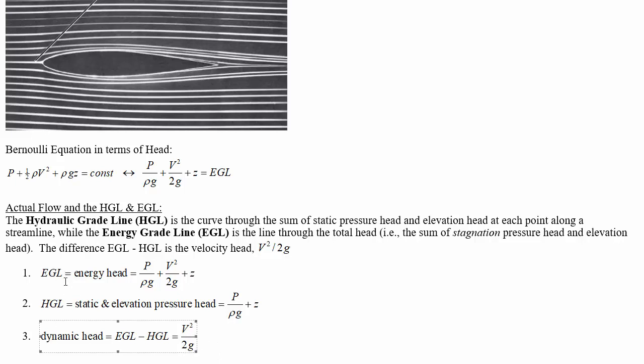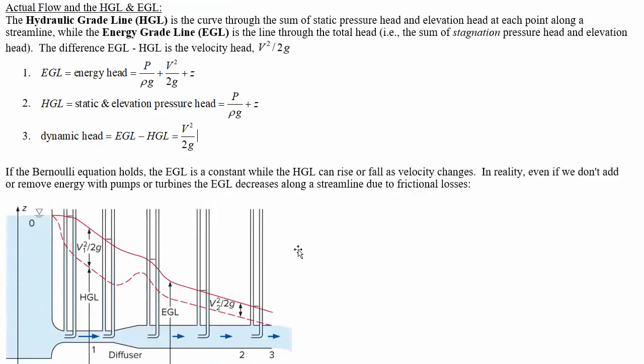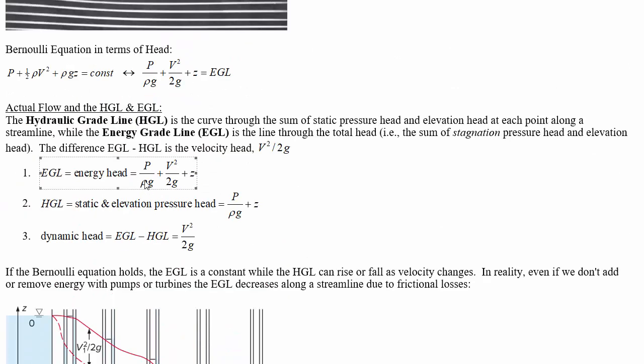Now we've given other names to this, the EGL and the HGL. These are the energy grade line and the hydraulic grade line. Let's look at what those are talking about. The energy grade line without any losses would be a constant, and the hydraulic grade line would go up or down depending on how fast the fluid is flowing. So if the speed increases, then it must be because, if energy is constant, either P over rho g or z has decreased. So if the dynamic head has increased, then it must be because the static and or elevation pressure head have decreased.